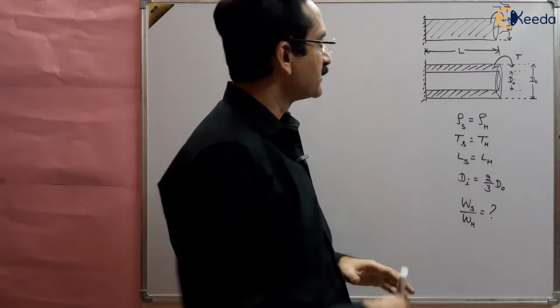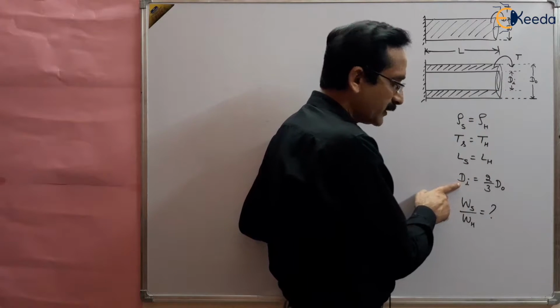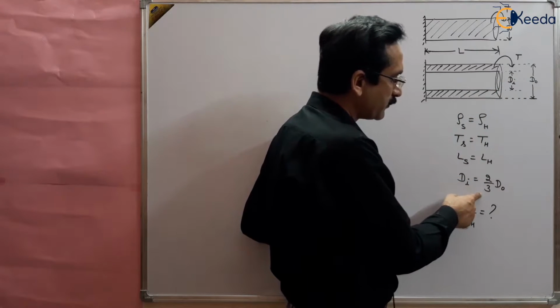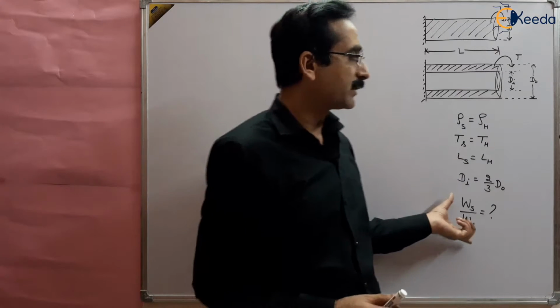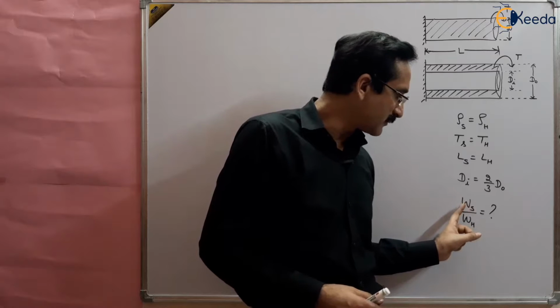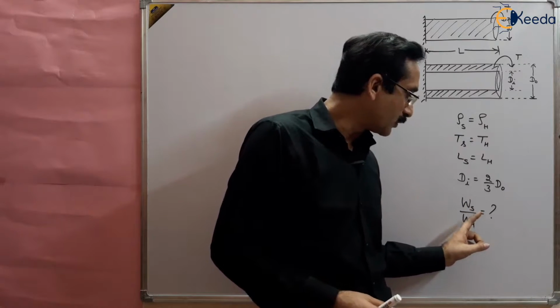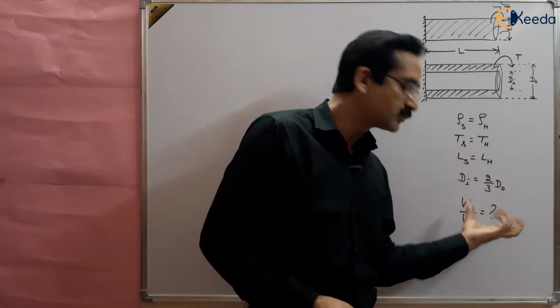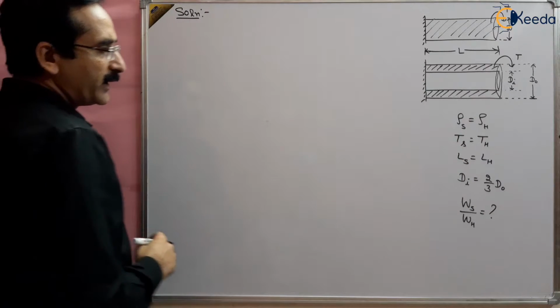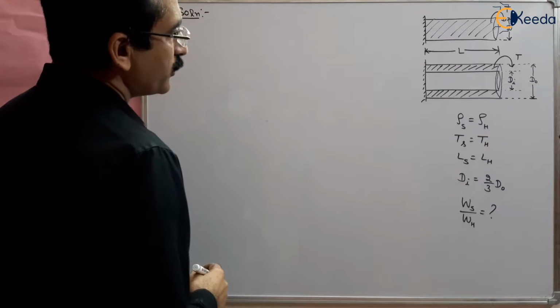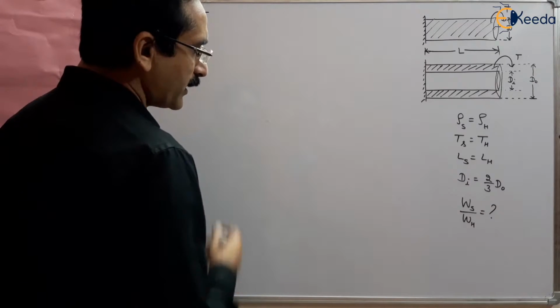The hollow shaft's inside dia is 2/3 of the outside dia of the hollow shaft. We have to find out the ratio of weights of the two shafts, that is, what is the weight of solid shaft to the weight of the hollow shaft for these conditions to be satisfied. This is our question. Weight of solid shaft to the hollow shaft, this we have to find out, right?